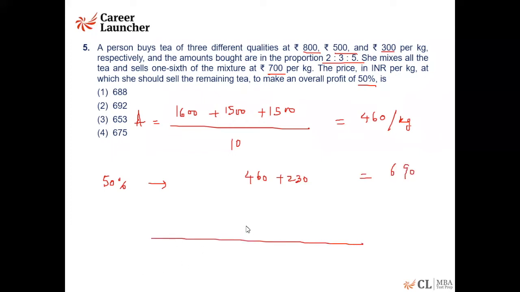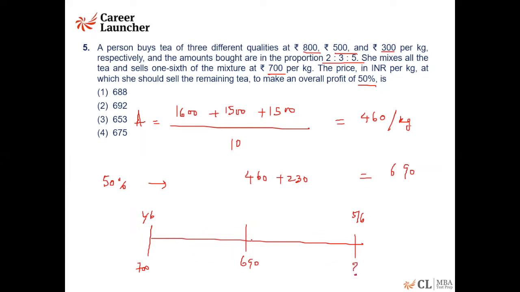So if this is the average price, 690, and we know that part of it is being sold at 700 per kg, which is about 1/6, and 5/6 has to be sold at the remaining, right? We want to find out this price. Now it is very simple.